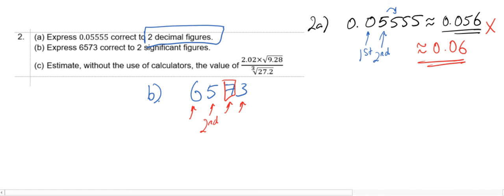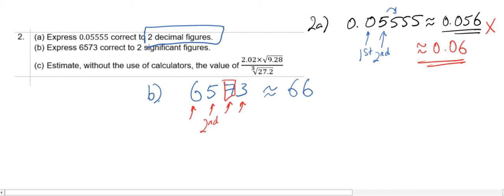I look at 7. 7, up or down? Up, plus 1. So, plus 1 here. So this one becomes 1. 66. So the answer will be 66.